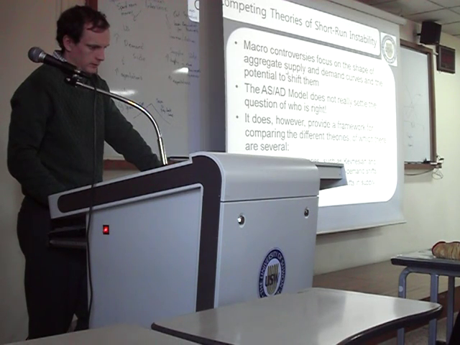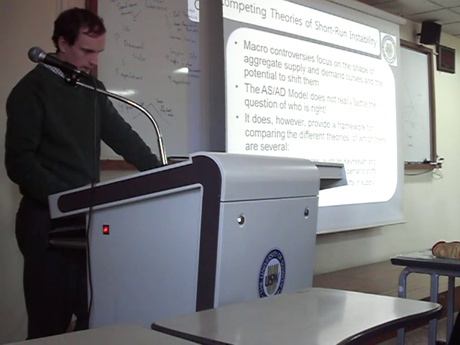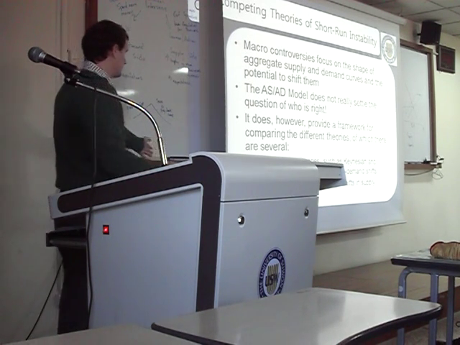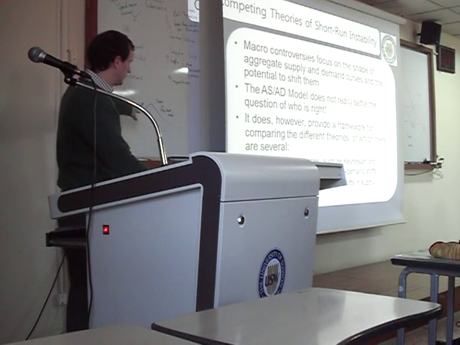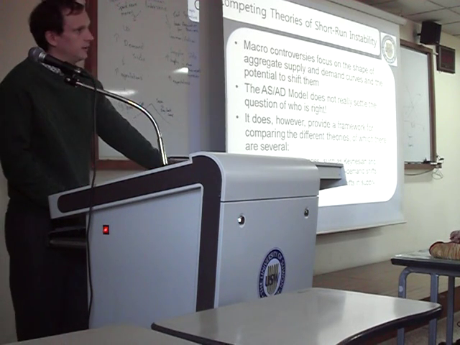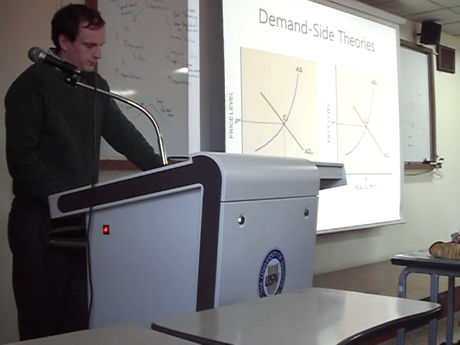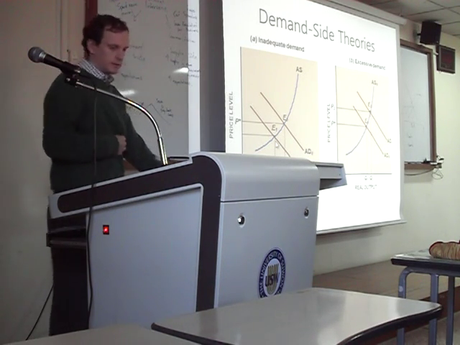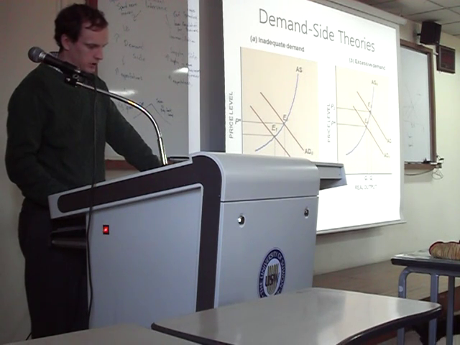So we have some competing theories about this instability. This model doesn't say who's right, but it provides a framework for comparing the different theories. We talked about the demand side theories, such as Keynes, and supply side theories. So this model helps us to explain the different theories which we just talked about. Okay, so demand side theories: we don't have enough demand here, so we need to increase demand. They want to talk about the demand shift.